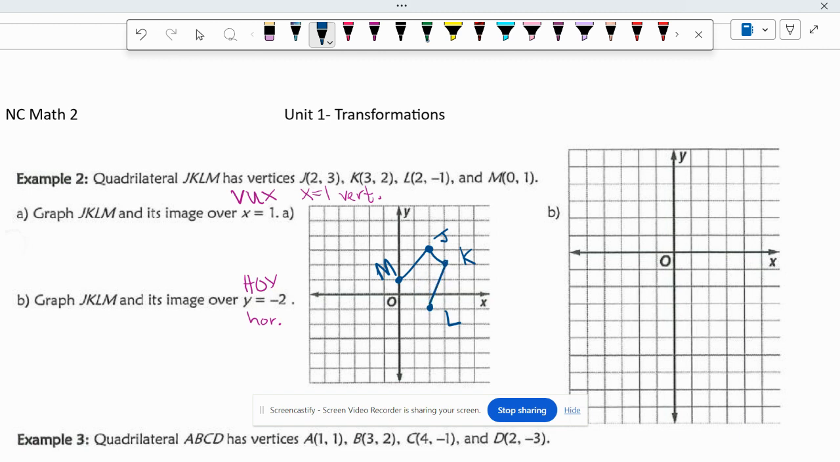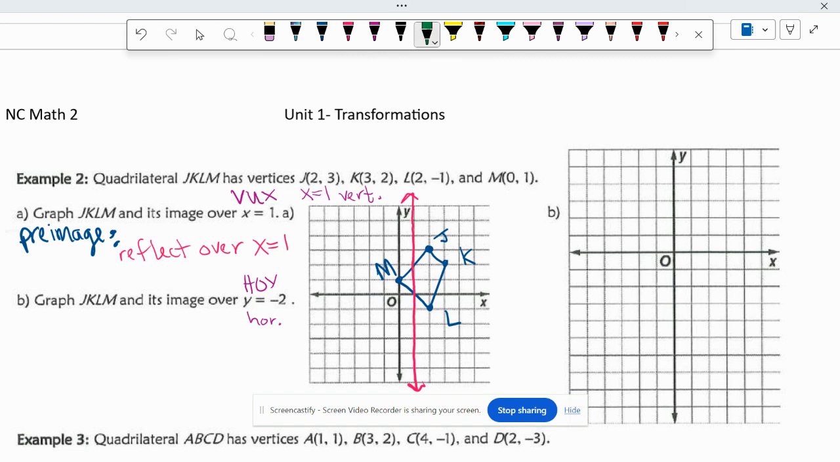Okay. So this is my pre-image. My pre-image is in blue. Now I'm going to reflect it over the line x equals 1. So I'm going to draw that line of reflection. It's a vertical line, and I'm drawing my line of reflection in red. And I'm going to identify my new points.